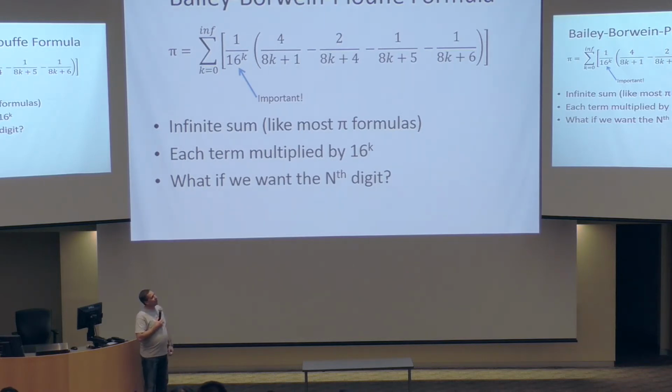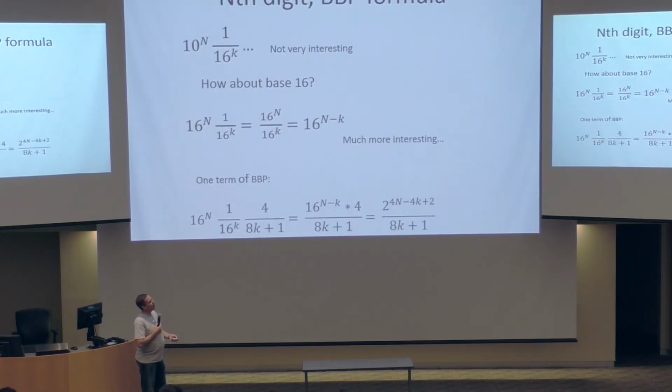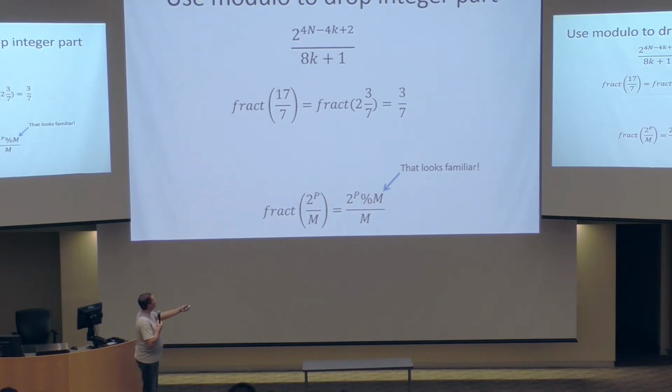So, yeah, basically the upshot is you can compute the nth digit of pi with constant size memory, and it runs in big O of n time. So if you want the millionth digit of pi, do about 1,000,000 iterations. And how it works, you basically do a bunch of algebra and boil it down to a formula like this: 2 to the p modulo m divided by m.